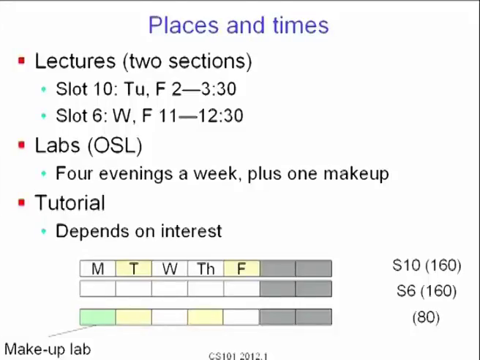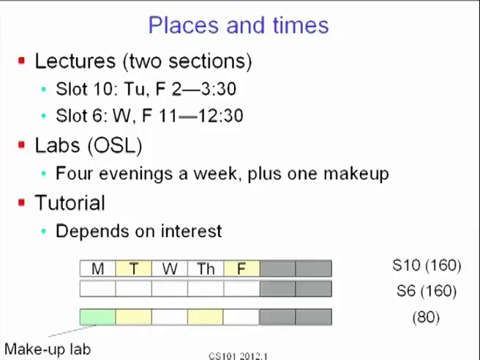And once you know where and when you have to be, then 80% of success is just showing up there at the right time. So here's the Gantt chart of sorts. Lectures, 2 sections: slot 10, Tuesday, Friday, 2 to 3:30; slot 6, Wednesday, Friday, 11 to 12:30, that's where we are. Labs in the old software lab, that's in the basement, that's the first floor of the math department building.